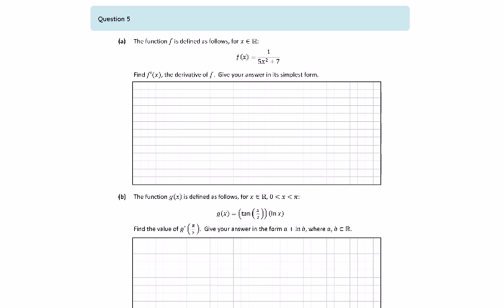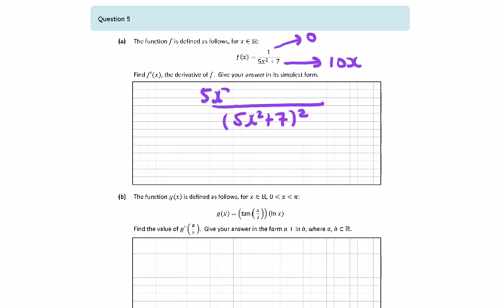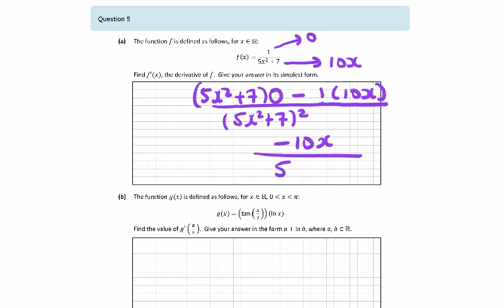There's another question. We're asked to find a derivative, quotient rule. So the top differentiates to 0, the bottom to 10x. If we start with the bottom, we're going to have 5x squared plus 7, all squared. On the bottom, we have the bottom squared. Start on the top, we're going to have 5x squared plus 7 by the top differentiated, minus the top, which is 1, by the bottom differentiated, which is 10x. So we're just going to get minus 10x on top, and 5x squared plus 7, all squared, on the bottom. You never have to multiply it out.